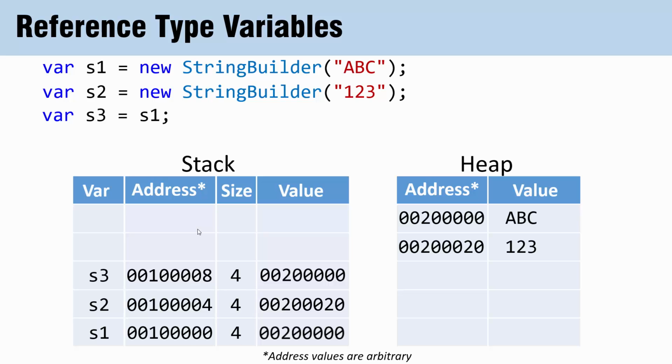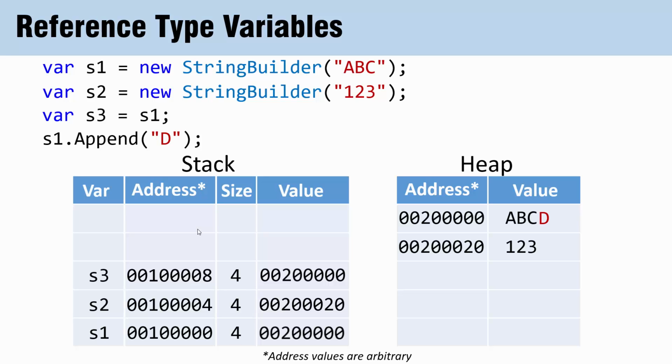So what this is saying is that both S1 and S3 are pointing to the exact same location in the heap. Therefore, if we make a change to S1 by appending a D to the end of ABC, both S1 and S3 point to the same string, ABCD. So any change made to either S1 or S3 is reflected in the other. That is what happens when you do a reference type variable copy, as I showed here.